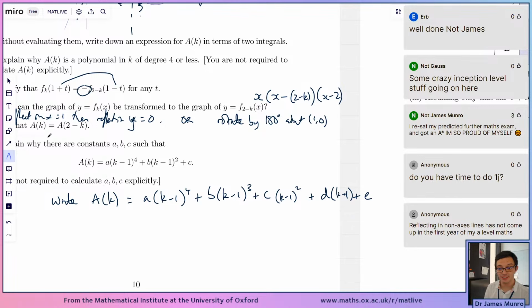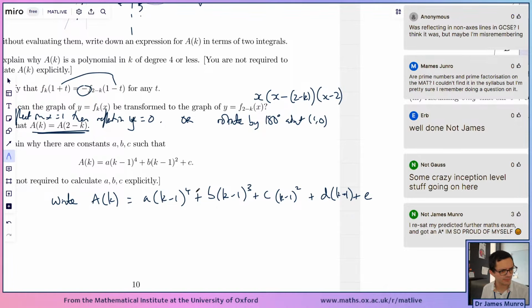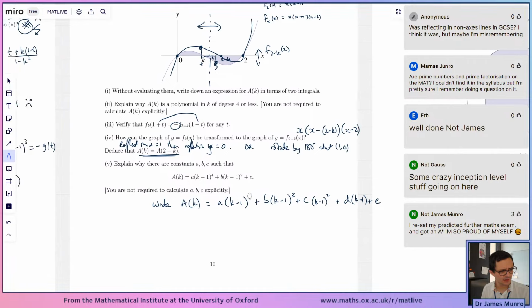The special fact that A of k is A of 2 minus k means that some of these terms are 0. If you just write out A of k and A of 2 minus k, some of them just cancel. Compare coefficients and some things go away. That was, yeah, a bit weird, a bit of a translation of the polynomial itself.